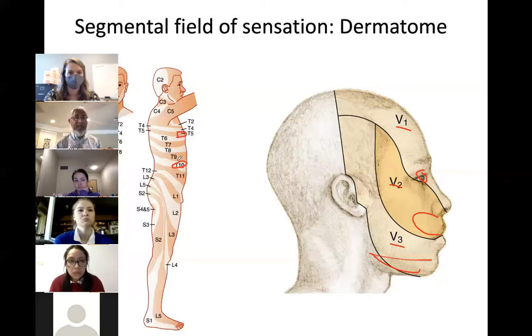5, 6, 7, 8, 9, 10. T10 is another big area, the area of the umbilicus. And like this one, this is V1, V2, V3, more like a dermatomal map.